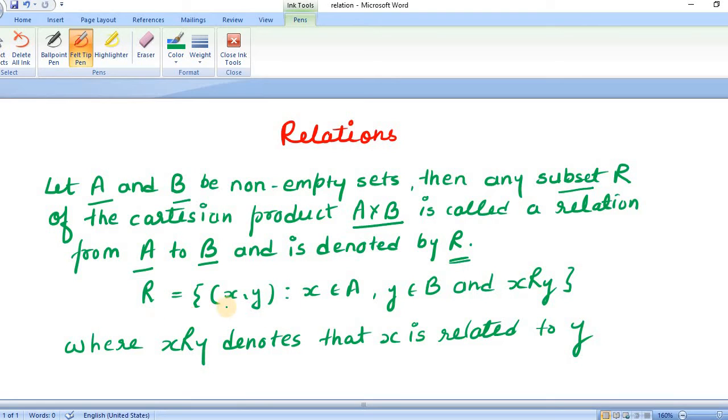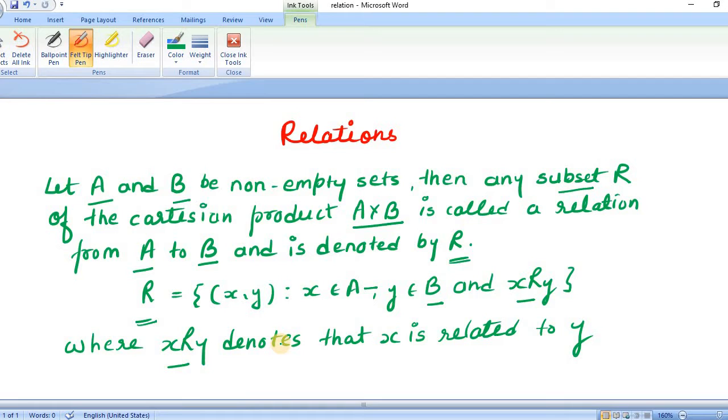And the definition we can see here, capital R basically is a set of ordered pairs (x, y), where x comes from set A and y comes from set B, such that x is related to y with some definition. Okay, so where this xRy denotes that x is related to y.